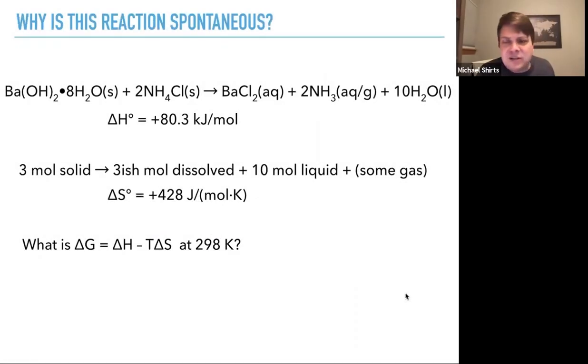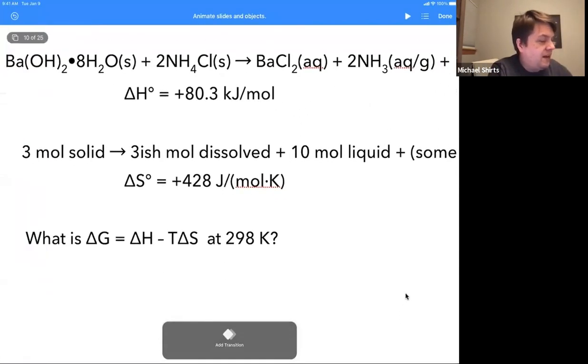So let's go back to that reaction we talked about before. So why is this reaction spontaneous again? Well, remember it's 3 moles of solids going to 3-ish moles of solids dissolved plus 10 moles of liquid plus some gas. And it turns out that creates a decent amount of entropy. The change in enthalpy is endothermic, so it has a positive delta H, but the delta S is positive as well.